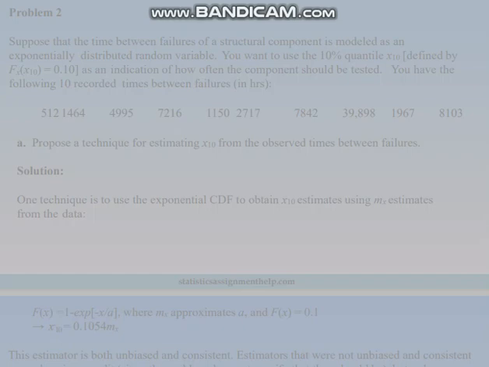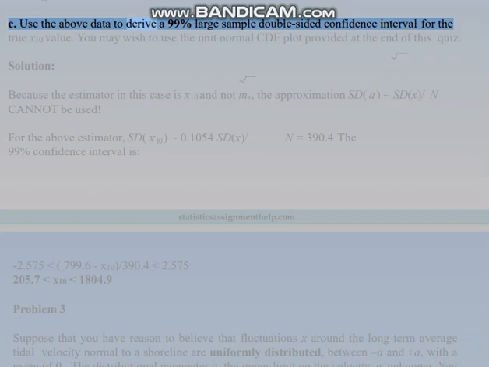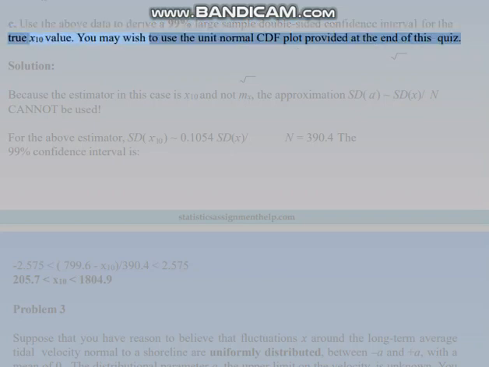B. Compute an x10 estimate from the above data. Solution. x10 equals 0.1054 times 7586, which is equal to 799.6. C. Use the above data to derive a 99% large sample double-sided confidence interval for the true x10 value. You may wish to use the unit normal CDF plot provided at the end of this quiz.